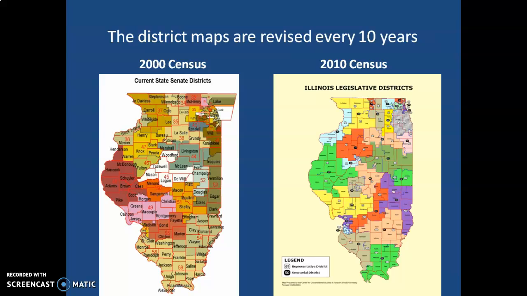We have drawn, or that is the legislature has drawn new districts to reflect the 2020 census. Those districts have not yet been approved. So that's why I'm still showing the 2010 census districts. Those, I suspect the 2020 districts will be approved very soon, but they're not official yet. Once they become official, I of course will have to update this presentation.